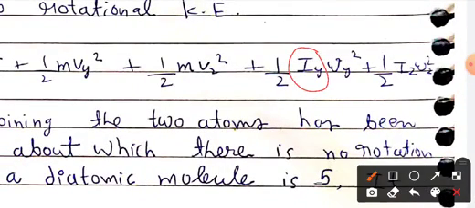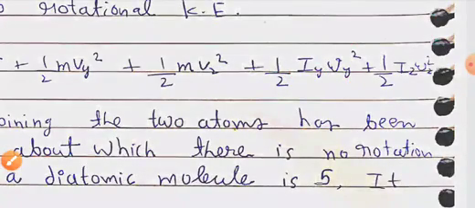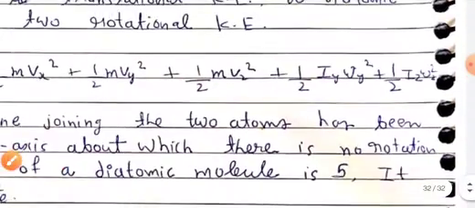This I is the moment of inertia and this omega is the angular velocity. In place of velocity for rotation it will be angular velocity, and in place of mass it will be moment of inertia. This was actually part of the 7th chapter.